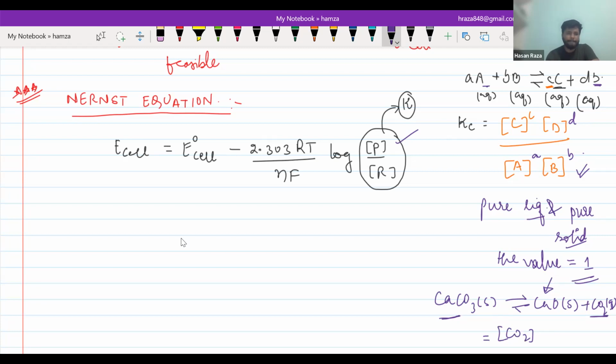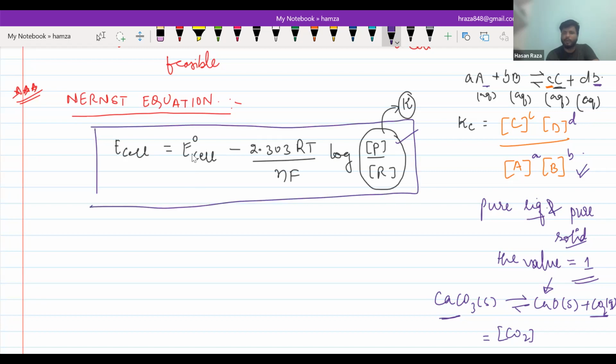Okay, now see, I'm going to write another form of this formula, which is very important. Before that, E is basically electrode potential at any concentration.